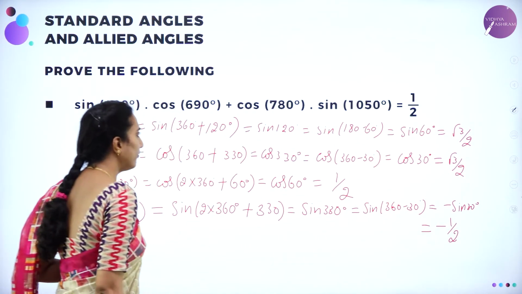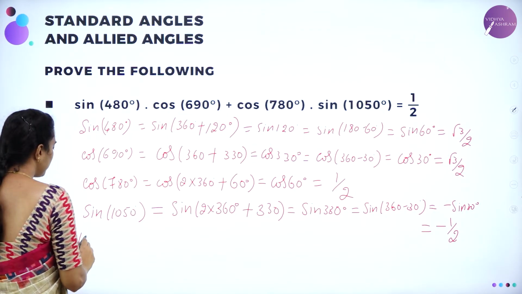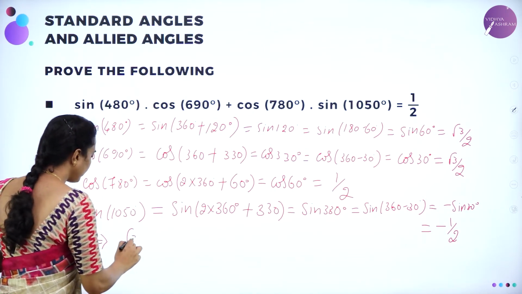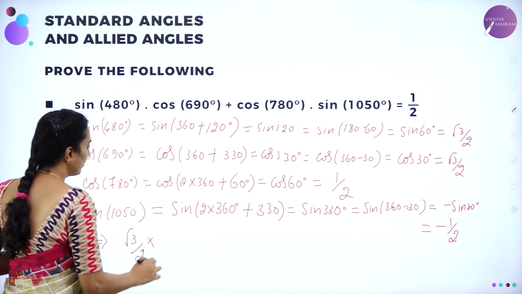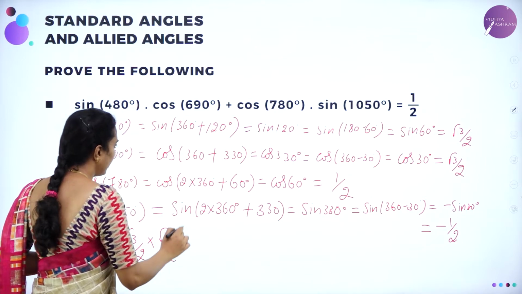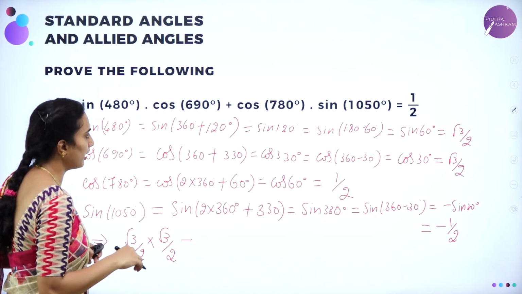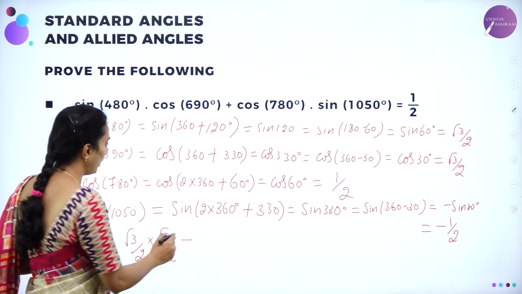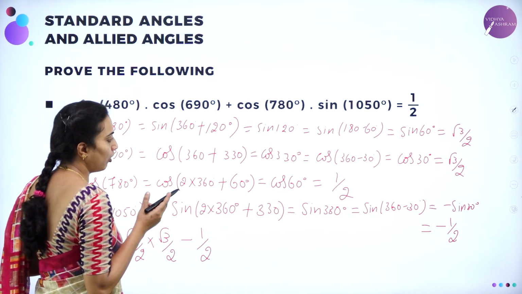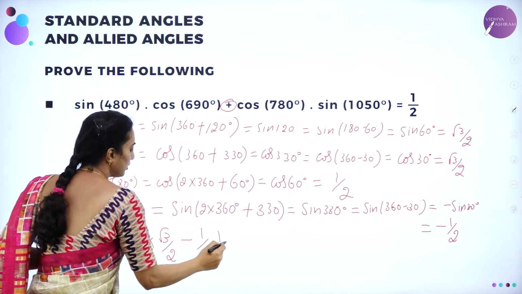Now substituting all the values in the left hand side. Sine 480 degree, I got root 3 by 2. Again into cos 690 degree, I got root 3 by 2 again. Again here plus is there. Let me write it as it is because negative symbol is there. Cos 780 degree, I got 1 by 2. Again, sine 1050, I've got minus 1 by 2. Plus into minus, it will become minus 1 by 2.